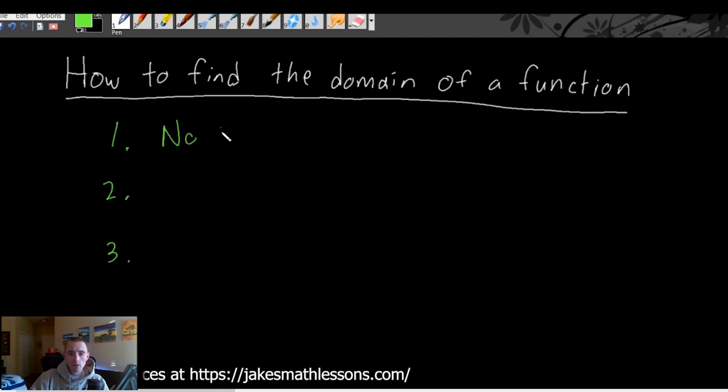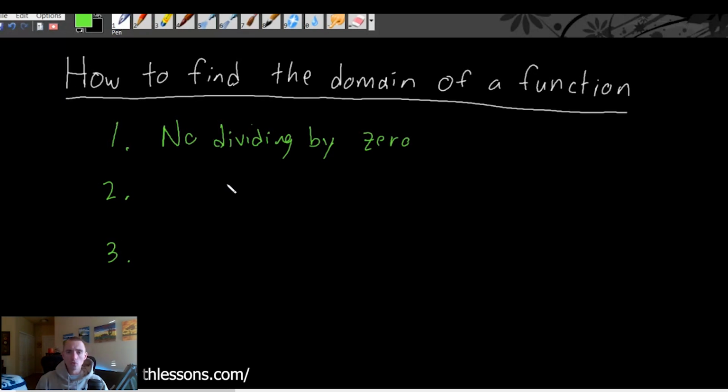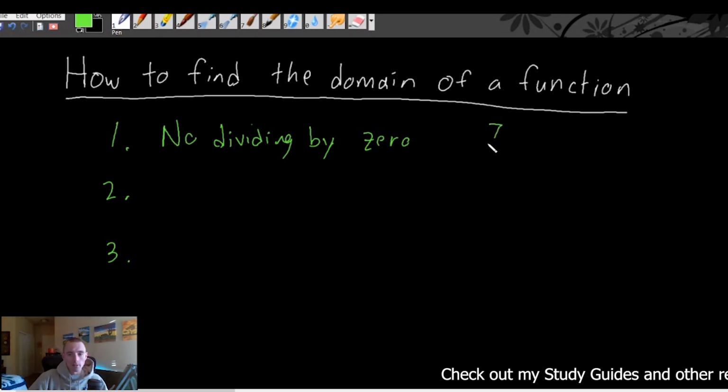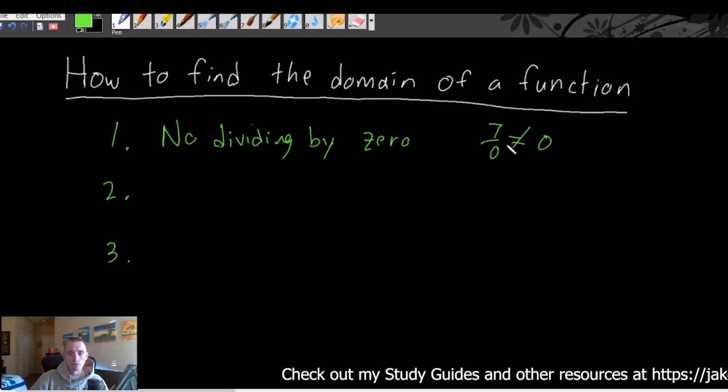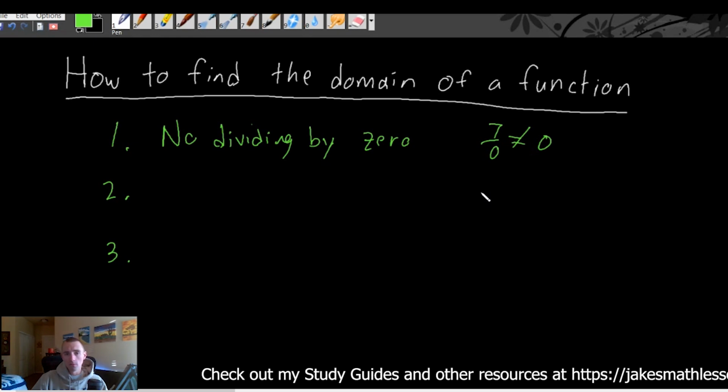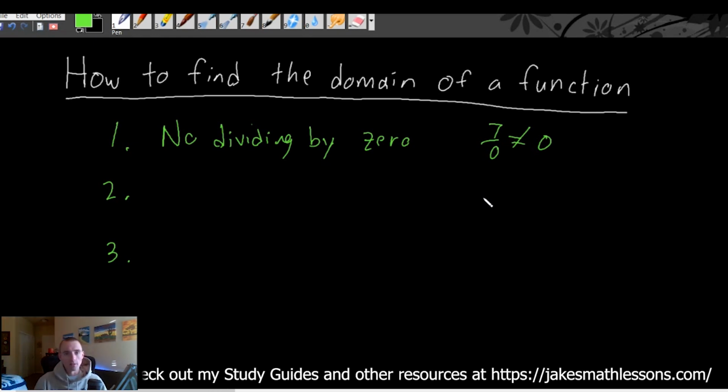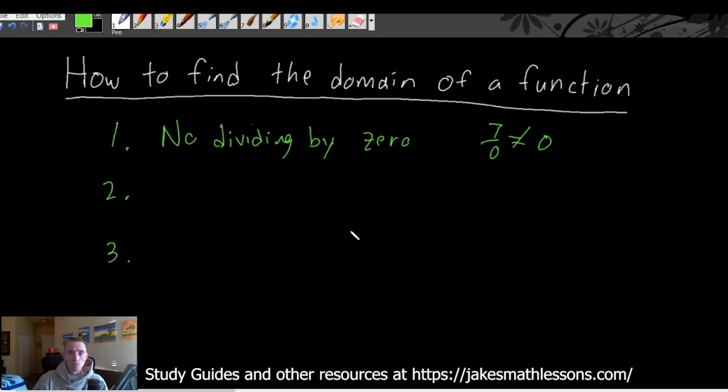No dividing by zero. This is true always, not just when looking for the domain of a function or functions in general. This is just true in math in general. You cannot divide by zero. It's not a thing that you can do. A lot of people think that if you divide, for example, 7 divided by 0, that's 0. That's not true. You cannot divide by 0. 7 divided by 0 does not exist. It's not a thing that you get.